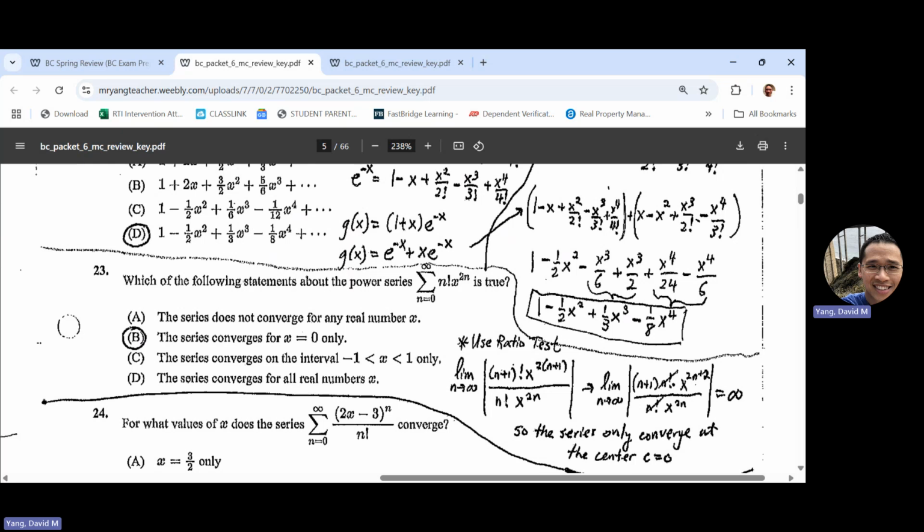After we apply ratio test, we see that the x in the numerator doesn't cancel out, so it goes out to infinity, which means that the series only converges at the center. Everywhere else it'll diverge.